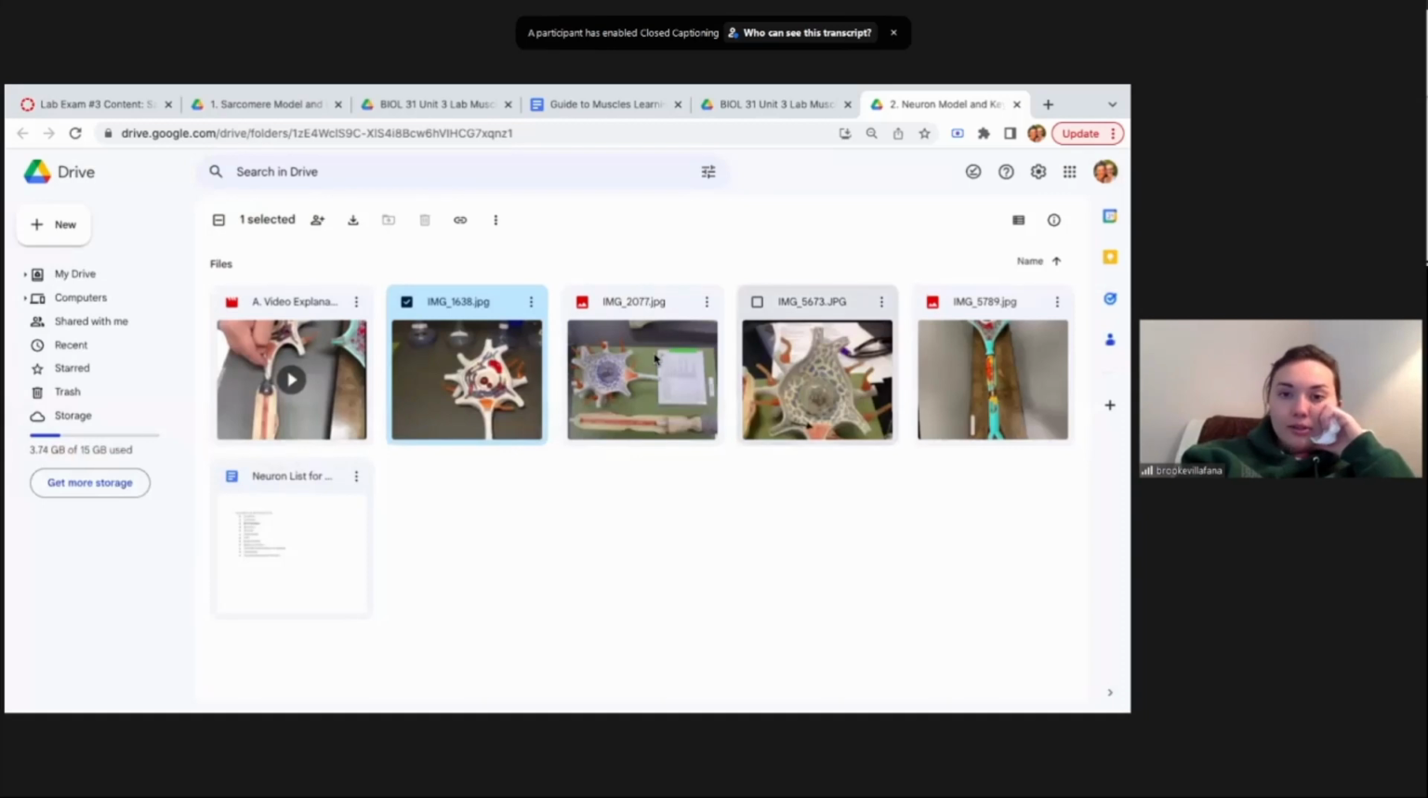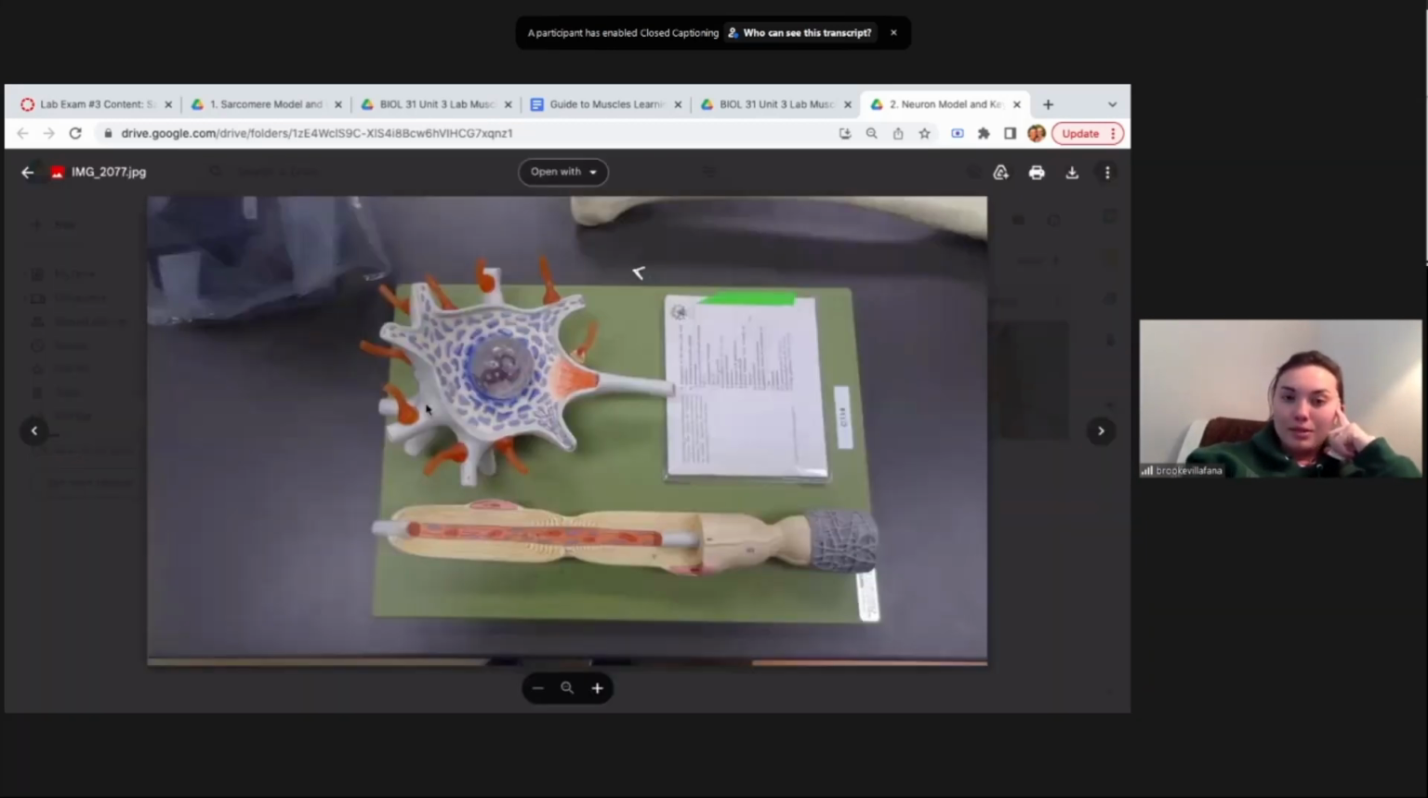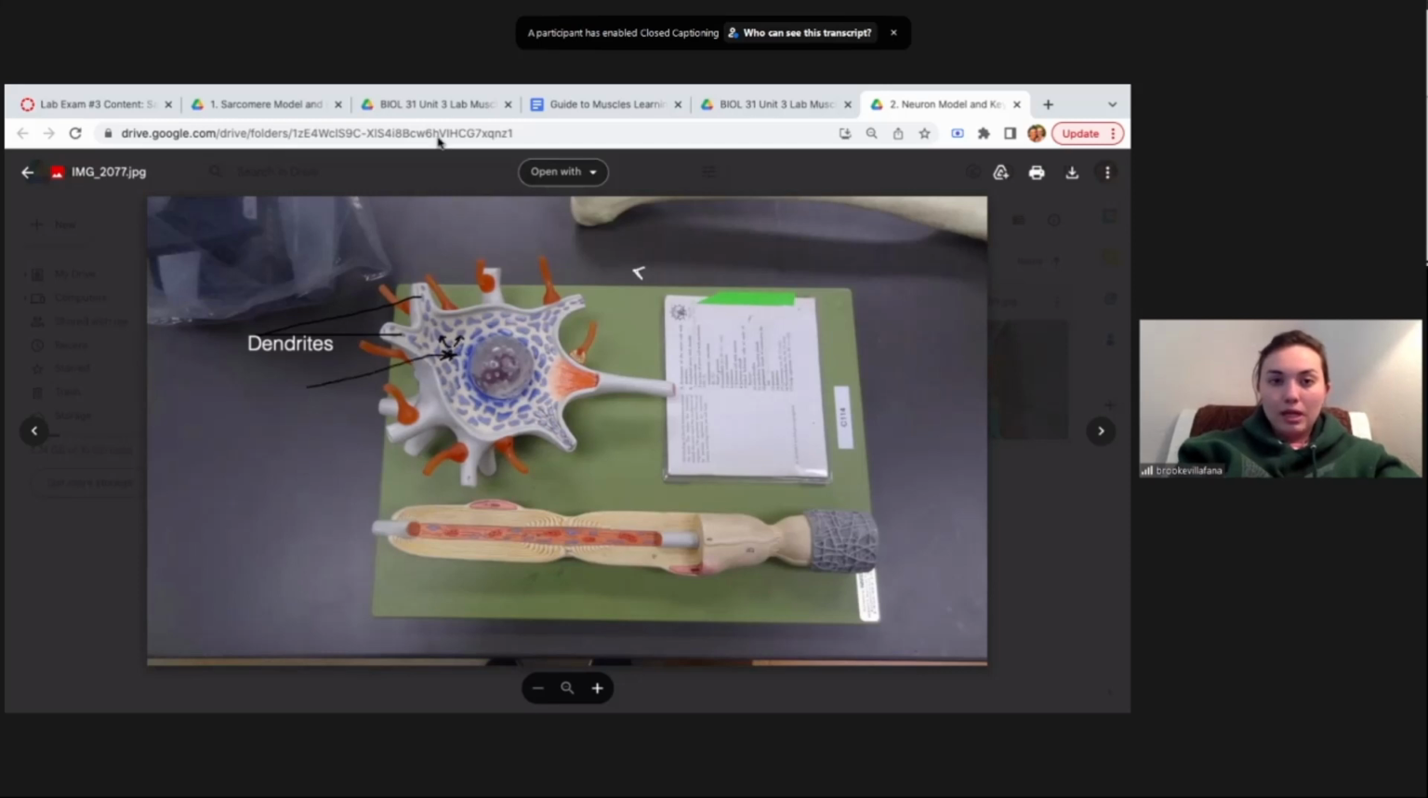All right, so the next model is this one right here. It is very, very similar to the one we just did with a few differences. So again, these would be your dendrites. This is your cell body here. You kind of already know that, so I'm not going to label that again. All of these little blue dots here, those represent your Nissl bodies on this model, okay? Again, those are the endoplasmic reticulum of the neuron.